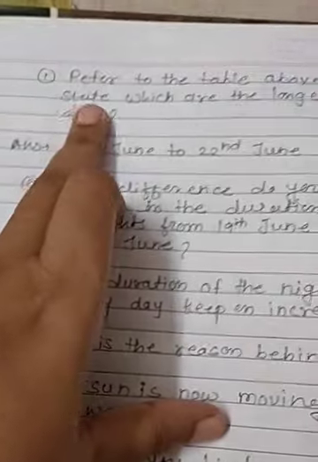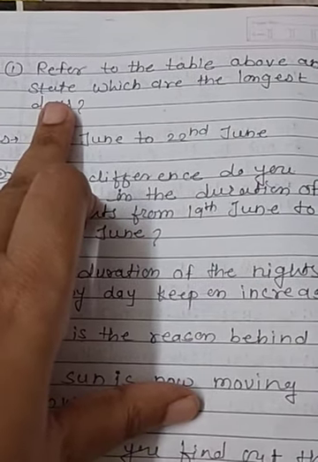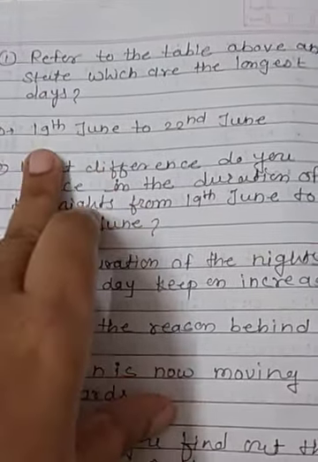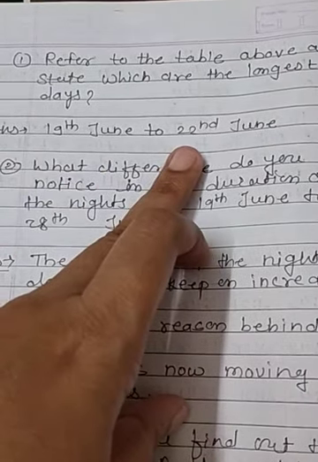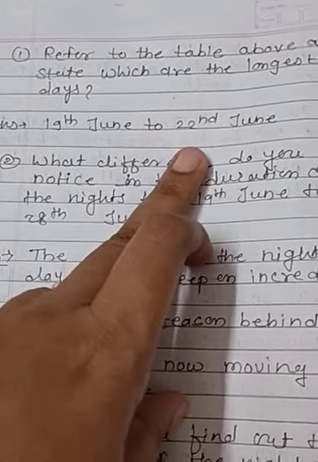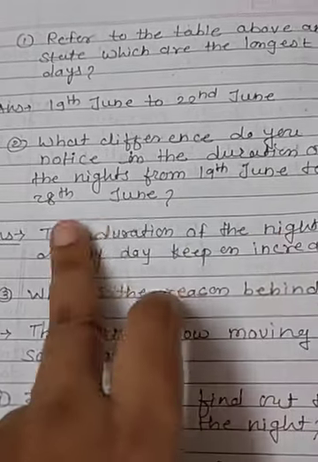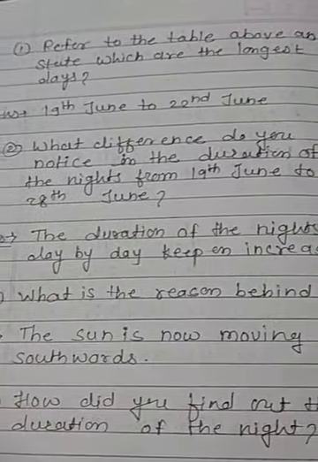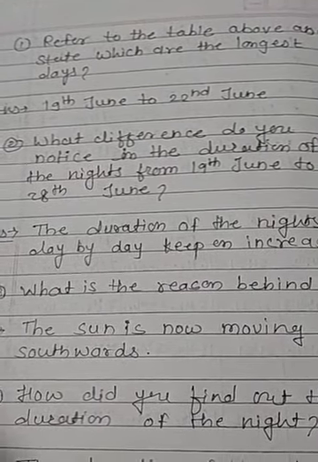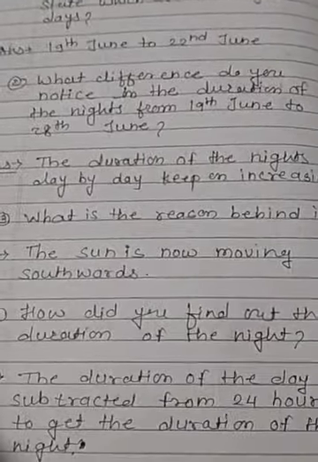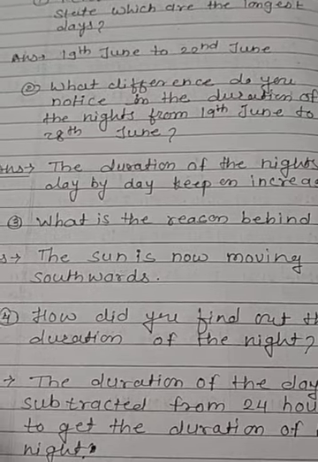Now here are some questions which can be based on this table. See first, refer to the table above and state which are the longest days. So 19 June to 22nd June is the longest day. Then second, what difference do you notice in the duration of the night from the 19 June to 28 June? The duration of the nights day by day keeps on increasing. That is the answer. What is the reason behind that? The sun is now moving southwards.